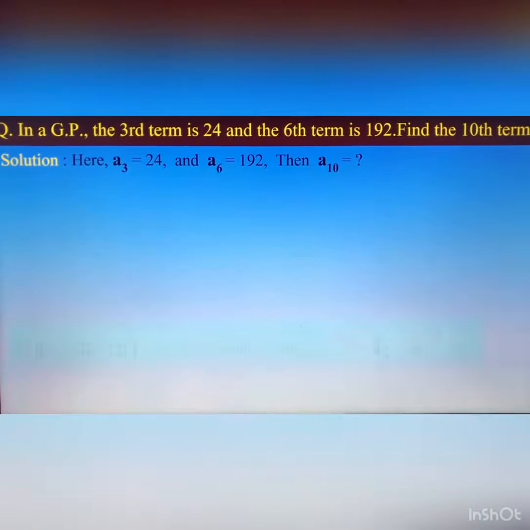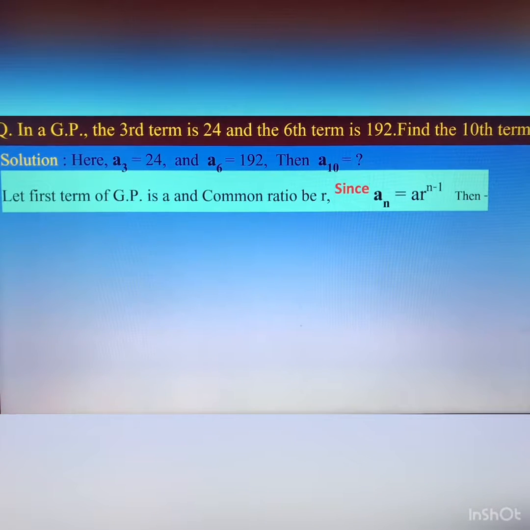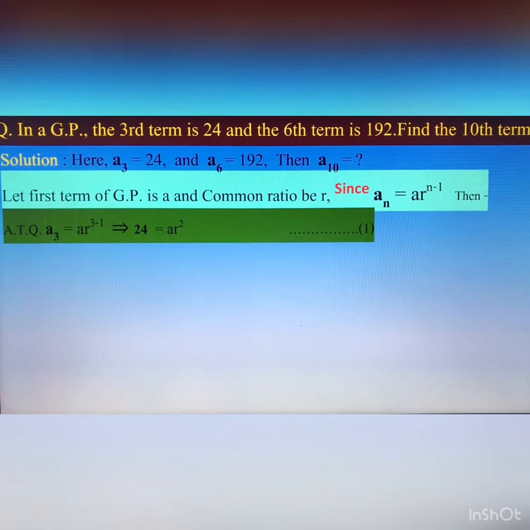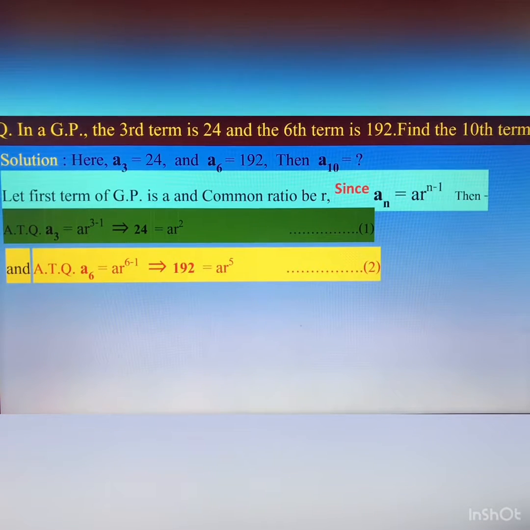So you know the general formula: if a is the first term and the common ratio is r, then a_n equal to a into r raised to the power of n minus 1. So you replace n by 3 because the third term is given. So A3 is a into r raised to the power of 3 minus 1, that is 24 equal to ar square, because A3 is given as 24. So this is equation number 1. Now replace n by 6. You will get A6 equal to ar raised to the power of 6 minus 1, that is 192 equal to ar raised to the power of 5. So this is equation number 2.